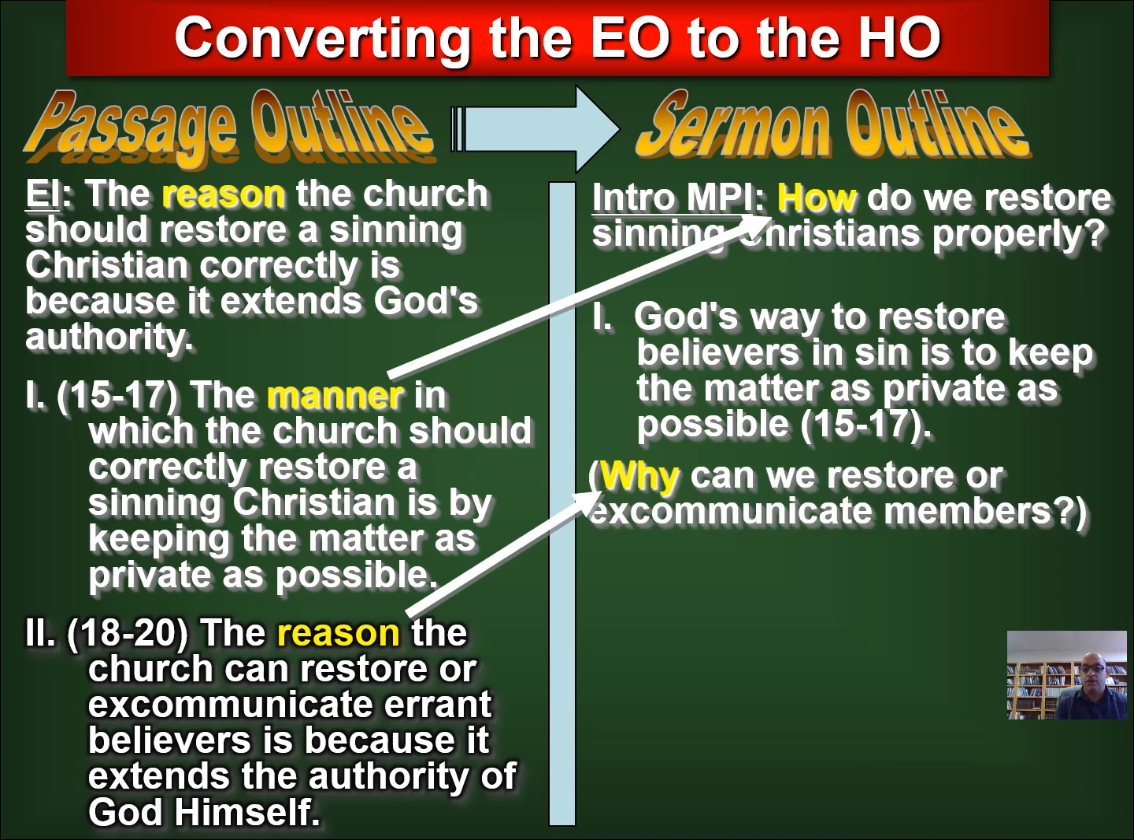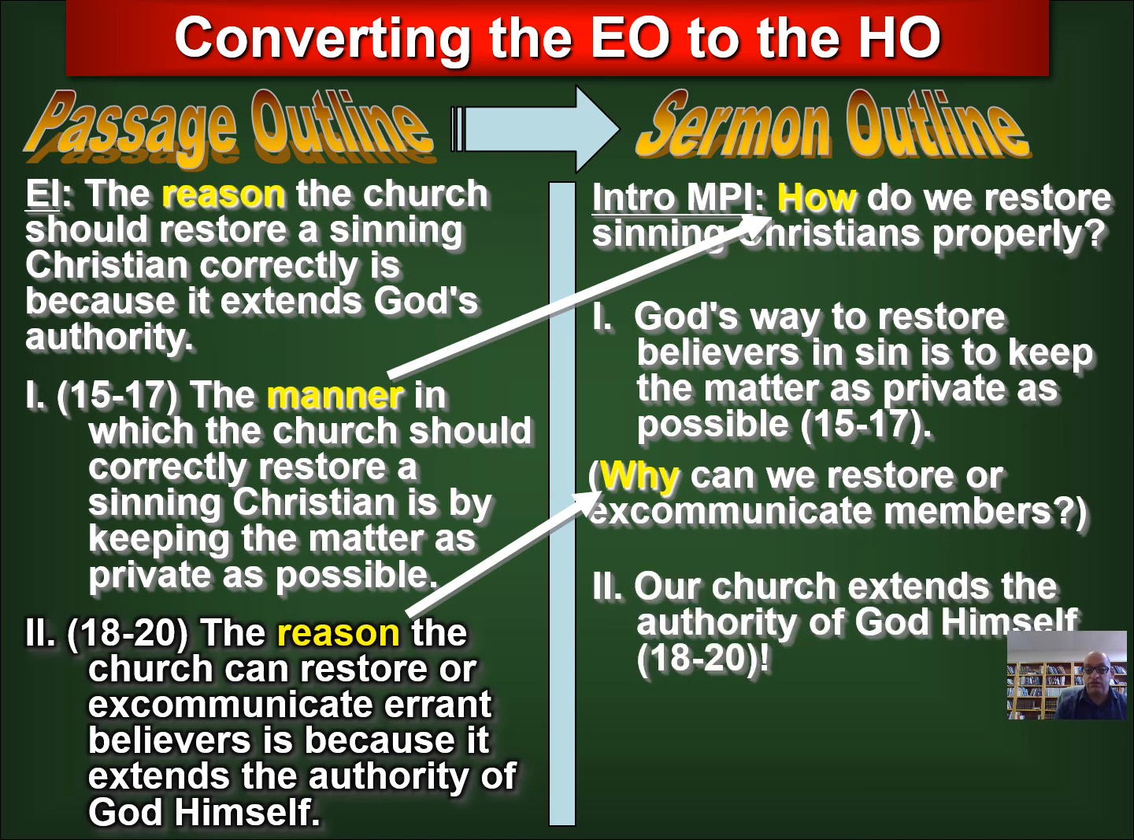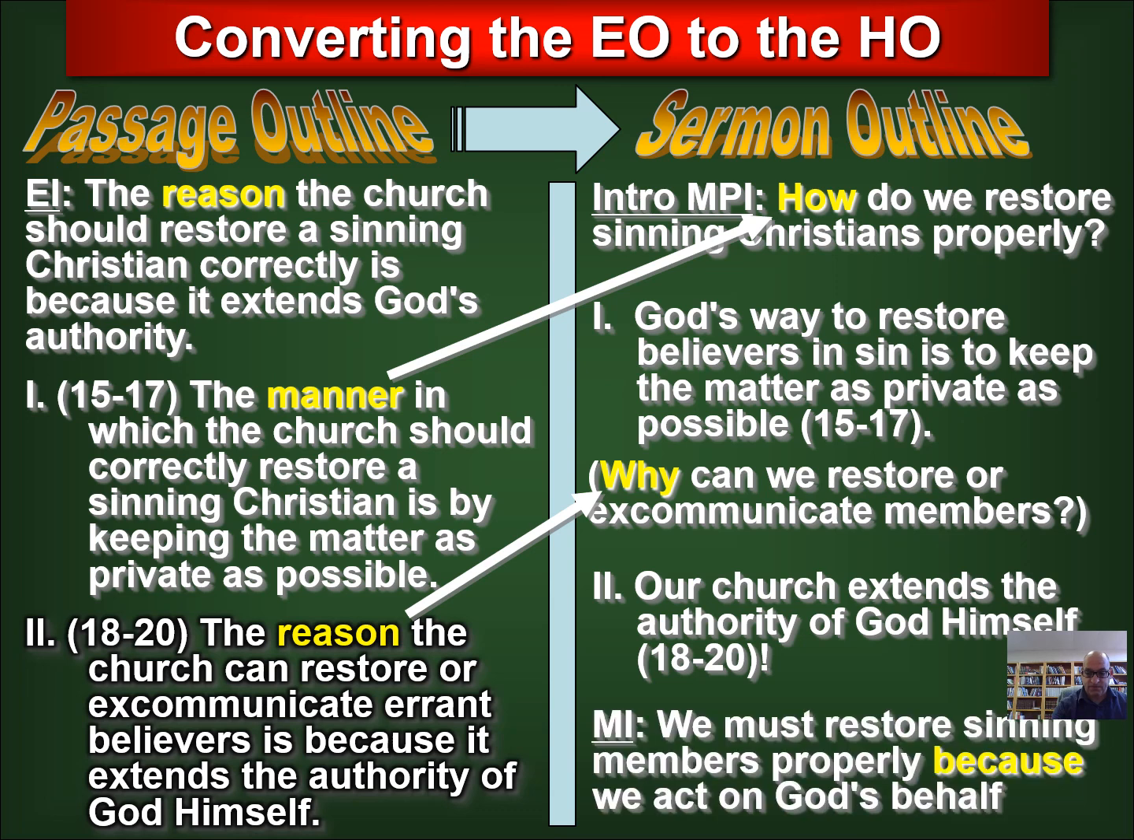Why can we restore or excommunicate a member? And so that moves us into our second statement. Our church is the extension, it extends the authority of God himself. And this is why we can execute church discipline in the life of the assembly. And we must do this. Why? We must do it and remember that we are an extension of God's authority here on earth. And so we exercise church discipline on behalf of the Lord, and we help move people along in the reconciliation process as well.